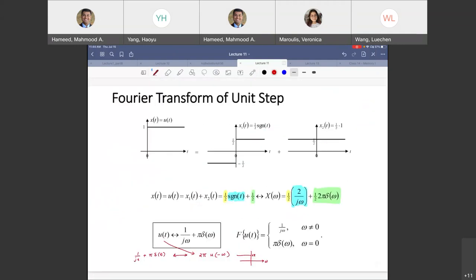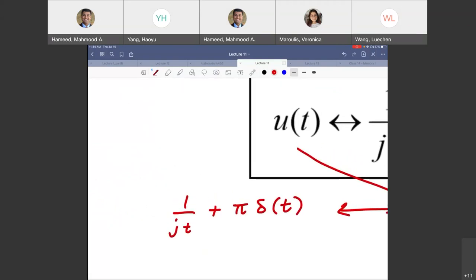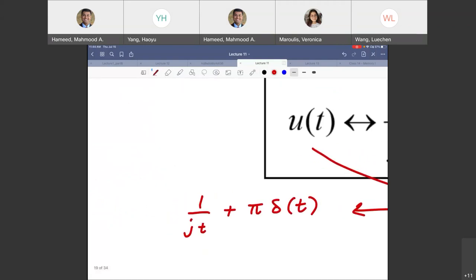The problem is this. It is difficult to identify that particular Fourier transform. If I said find the Fourier transform of 1 divided by jt plus pi delta t, you guys would probably be in a little bit of confusion. Not because of pi delta t. Pi delta t, you will do very quickly because it's simply pi, right? So that will not be the problem. The problem will be 1 divided by jt. How are you going to find the Fourier transform of 1 divided by jt?